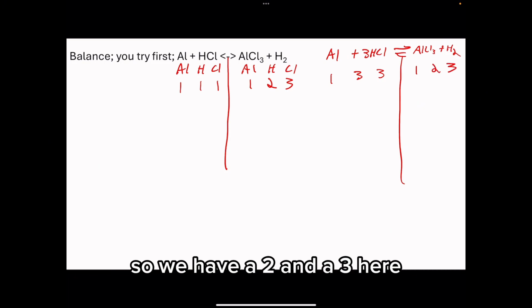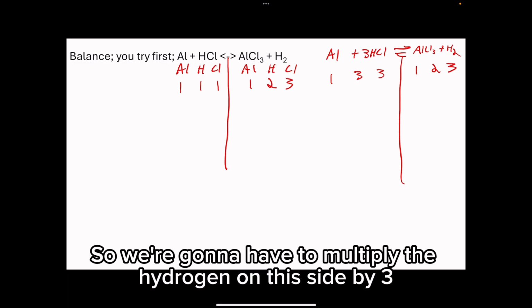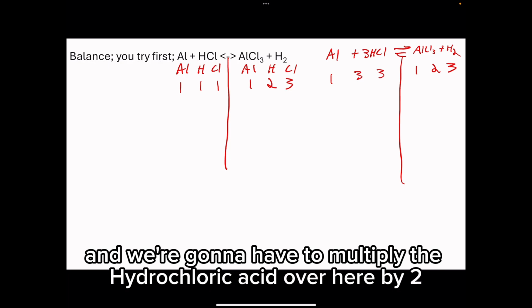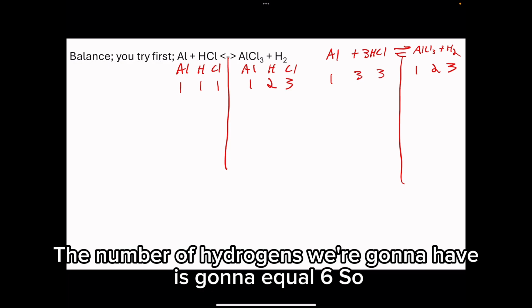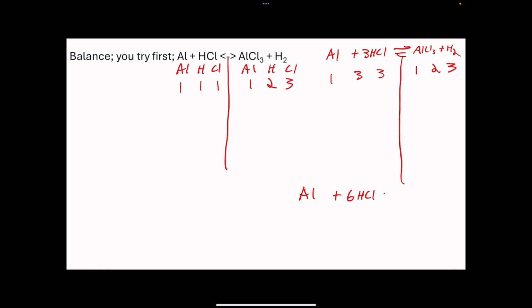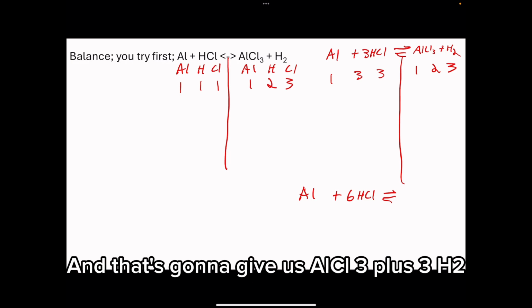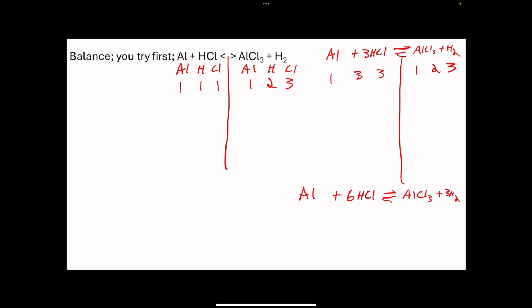Okay, so we have a 2 and a 3 here. So this is where we're going to have to use our least common multiple. So we're going to multiply the hydrogen on this side by 3, and multiply the hydrochloric acid over here by 2. So it's going to equal 6 in both cases. So we're going to have aluminum plus 6HCl gives AlCl3 plus 3H2. And this gives us now 6 hydrogens on both sides.